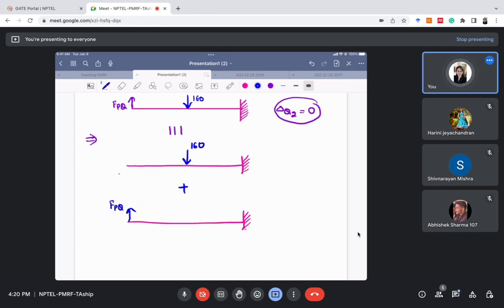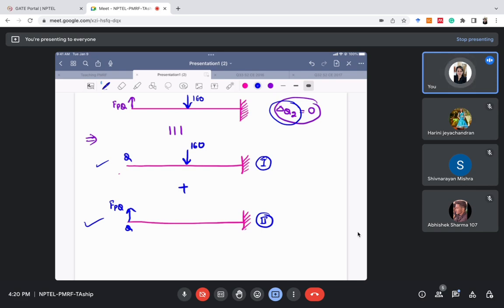I can make it like this. Now this structure is the sum of this structure number 1 and this structure number 2, right? So what will I do? This is point q, so I'll find delta q from this structure and delta q from this structure, and I'll add both of them to get the value of delta q2 finally.